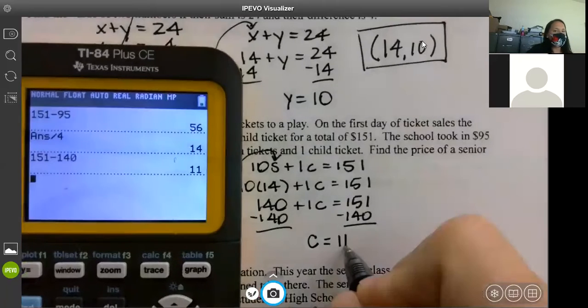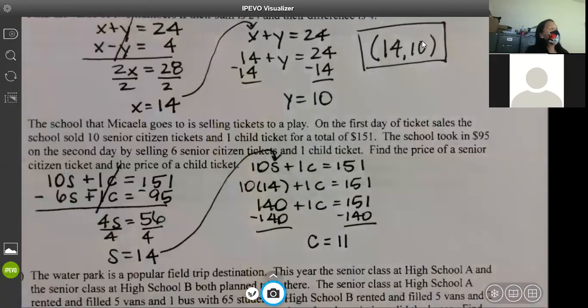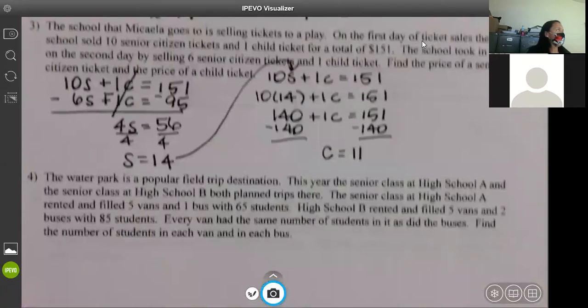So how much is a child ticket? 11. So now, because I use the variables S and C, I know exactly which one is which. If they ask me about a child, I can go see that C is 11. Okay. The next one is the same exact way.